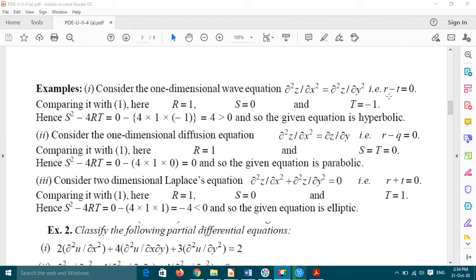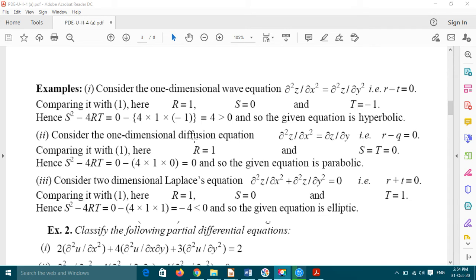And the term Ss is absent in the equation, so capital S is 0. And the coefficient of small t is capital T, and here the coefficient of small t in the differential equation is −1, so capital T is −1. Now find s² − 4rt. s² is 0, minus 4 into r, the value of r is 1 and the value of t is −1. So 4 into 1 into −1 gives −4, and with the minus sign again we get 4, which is greater than 0. It means the one dimensional wave equation is a hyperbolic differential equation.